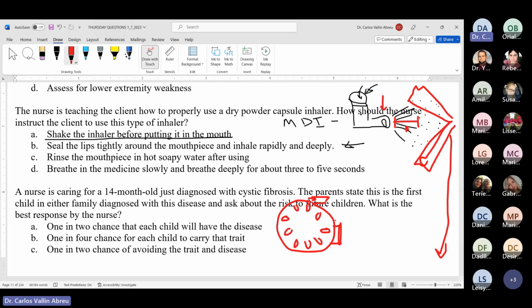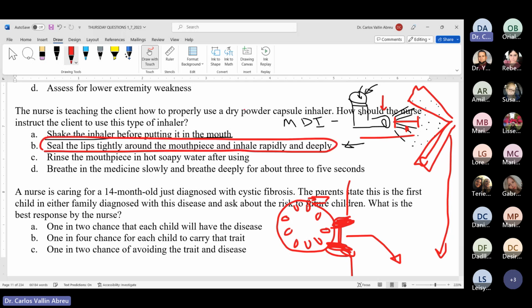So the patient needs to seal the mouth tightly around the mouthpiece. There is no liquid that propels the medication out. It is the client who needs to suck the medication, sealing the lips tightly around the mouthpiece. That is the big difference between the dry powder inhalers and the metered dose inhalers.